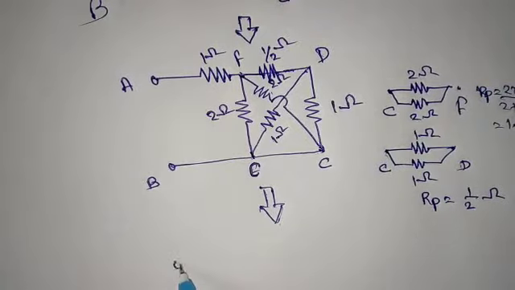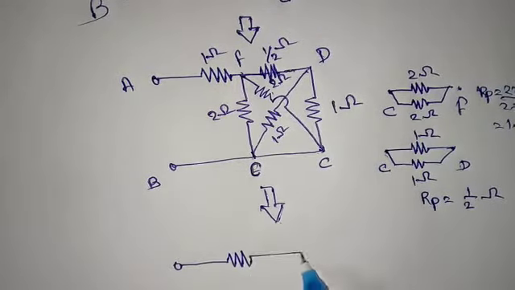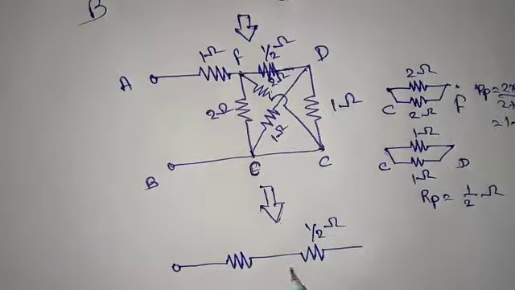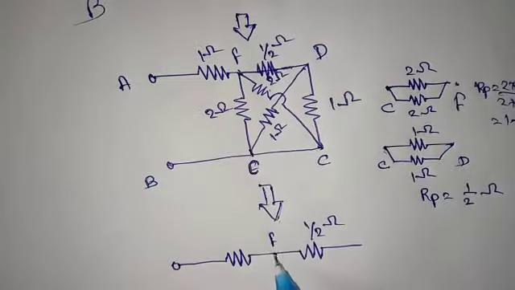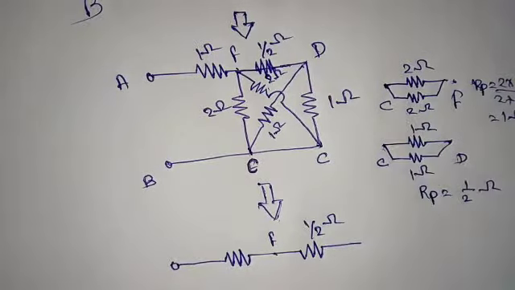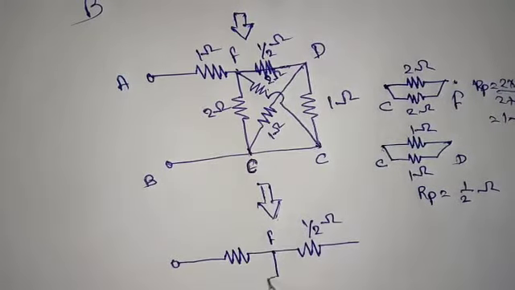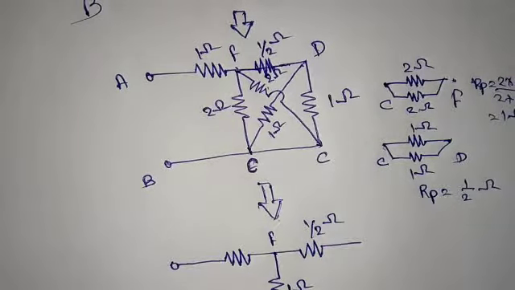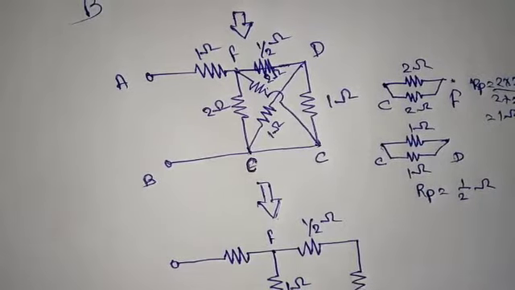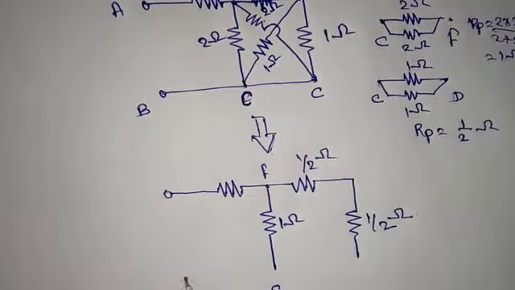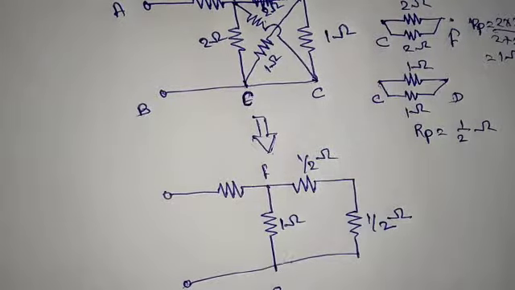Again we have to redraw the above given circuit for better simplification and for an accurate answer. So already we have the 1 ohm given here, 2 ohms here, and 1 by 2 ohms, 1 by 2 ohms between point F and point E. Between C and F we have written 1 ohm. Again between C and D we have the value 1 by 2 ohms. So we have redrawn the above circuit and got a circuit like that.